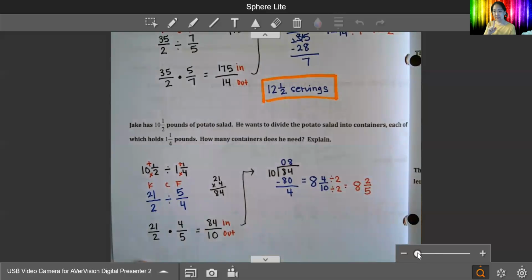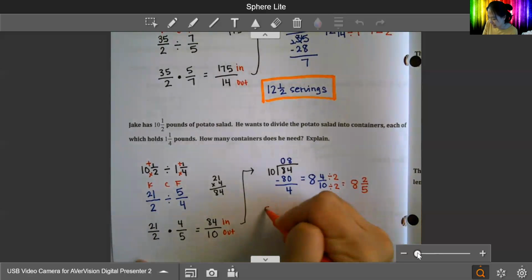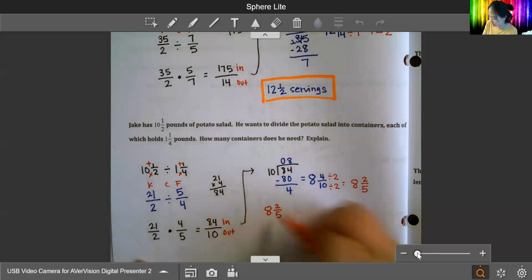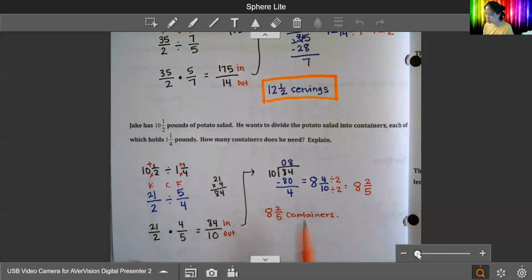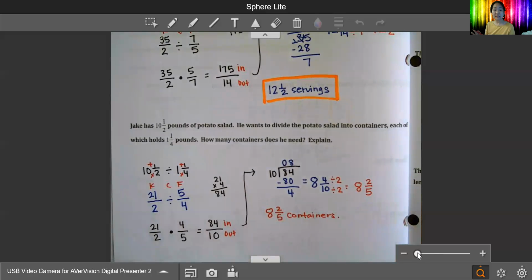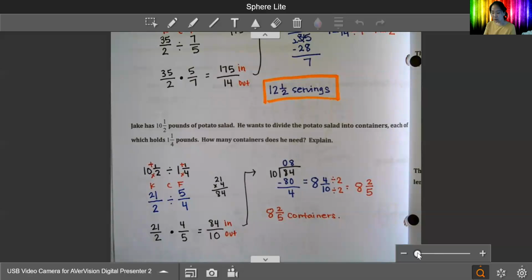But think about it. The answer would be 8 and 2 fifths containers. Here's something weird. There's no such thing as 2 fifths containers. So then, in order for Jake to put everything in a container, do I say he needs 8 containers, or do I round it up and say he needs 9 containers? Hopefully you guys can agree that he needs 9 containers, okay?